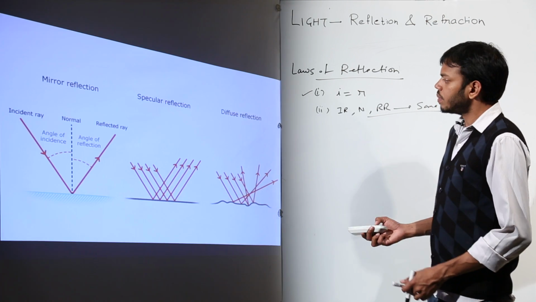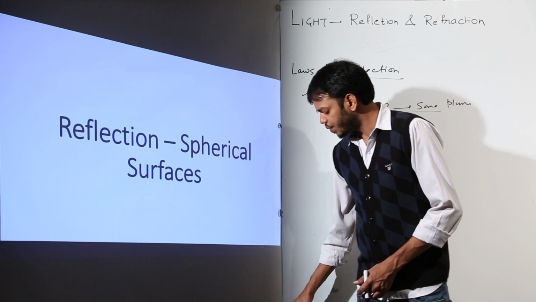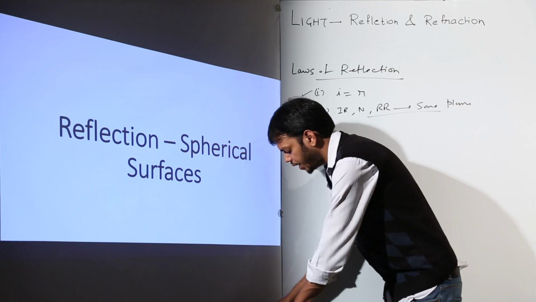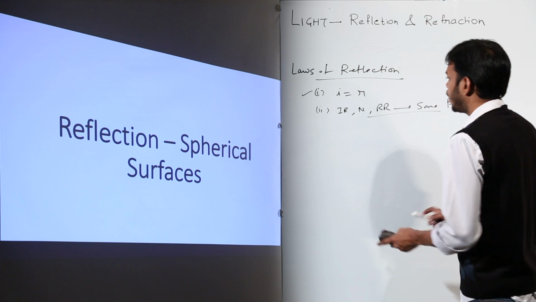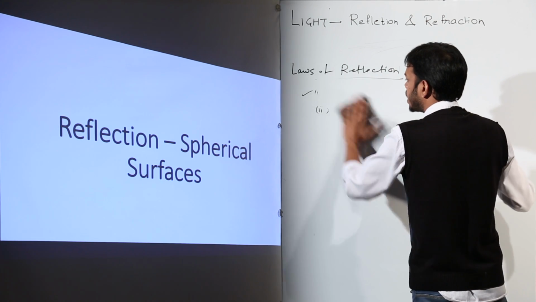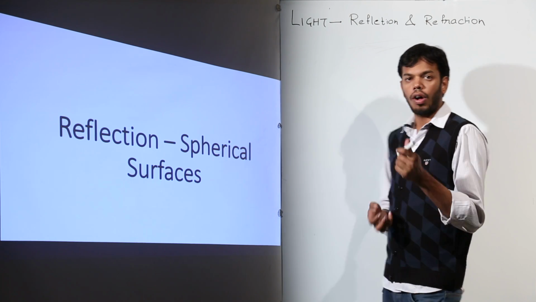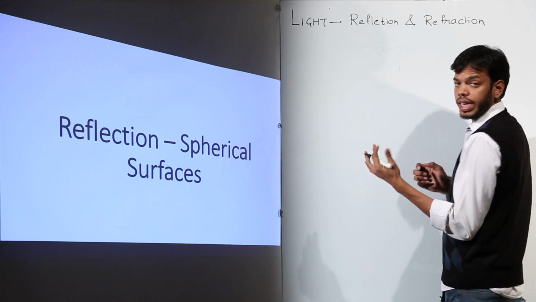Now, the next thing is reflection from spherical surfaces. What do we mean by spherical surfaces? We already have an idea of convex and concave surfaces. So, spherical surfaces are surfaces which are made from purely spherical objects.